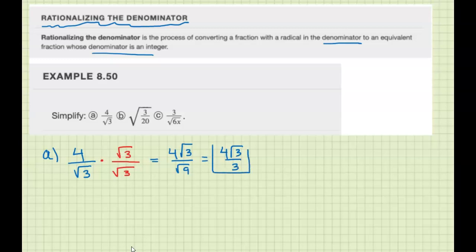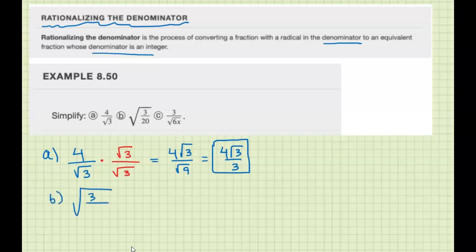This is what we mean by rationalizing the denominator. You start with something with a radical on the bottom, and you want to multiply top and bottom by the same thing in order to make this into a perfect square, so the denominator is gone. So the radical is gone. All right, let's look at B.